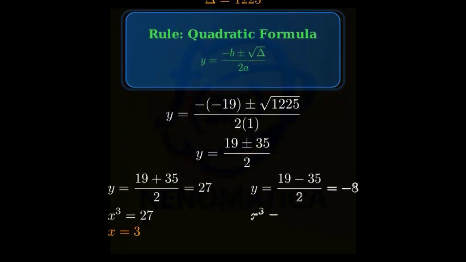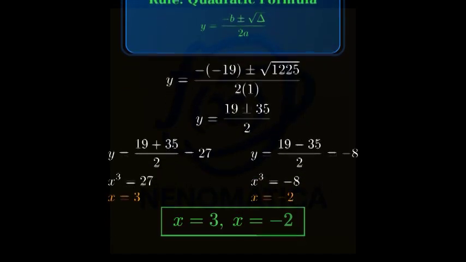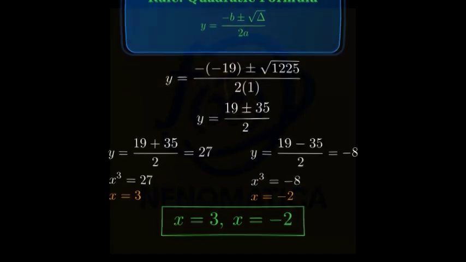First branch, 19 plus 35 is 54. 54 divided by 2 is 27. So y is 27, which means x cubed is 27, and therefore x equals 3. Second branch, 19 minus 35 is -16. Dividing by 2 gives -8. So y is -8, which means x cubed is -8, giving x equals -2. Our real solutions are x equals 3 and x equals -2.